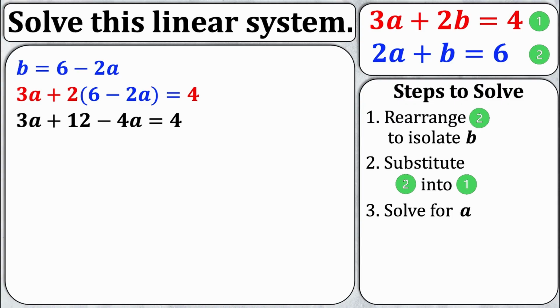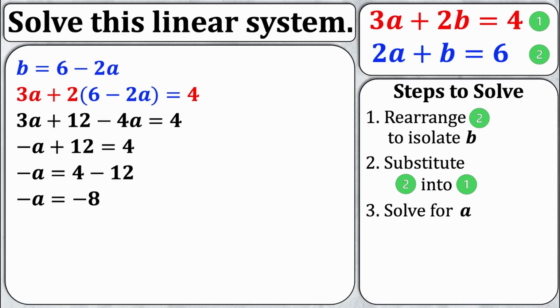So this next line is just me simplifying the brackets. I have 3a plus 2 times 6, which is 12, and then 2 times negative 2a, which is negative 4a, and that equals 4. In this next line, I'm going to collect my like terms. So 3a minus 4a is negative a, and then I still have my plus 12 equals 4. I want to isolate a, so I'm going to move that 12 to the other side. And when I do that, the 12 becomes a negative. So I have negative a equals 4 minus 12. Simplifying a little bit further, I get negative a equals negative 8. Now I want to know what positive a equals, so I'm going to divide both sides by negative 1. And if I do that, then a equals 8.